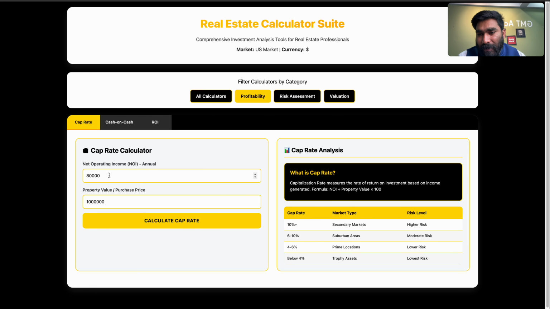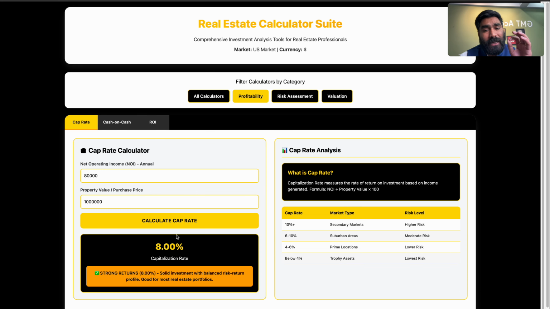Now we have a net operating income, annual income of around, let's say, $80K, and the property value, or purchase price, meaning the price at which you purchased this asset. That would be your property value, around, let's say, 1 million, and now you can compute the cap rate. So let's click on calculate. You now have the capitalization rate.